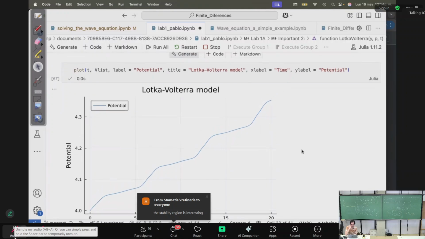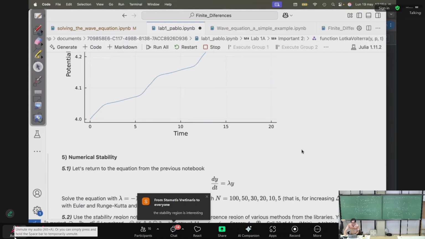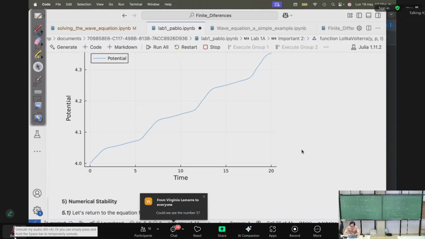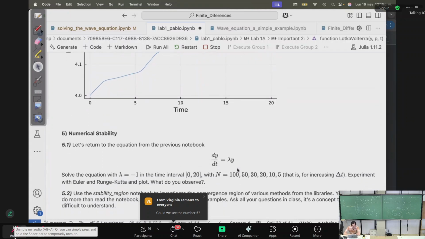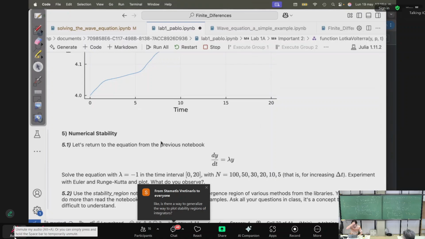The stability region is interesting. So the fact that you need to use the, could we see number 5? Okay. So here, numerical stability. Let's return to the equation from the previous notebook we have here, the equation lambda equals -1 in time interval 0, 20. Is there a way to summarize the way to plot stability regions of integrators?